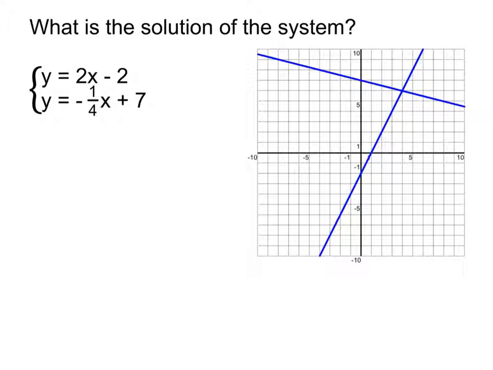And then you draw in your lines. And of course, we look to see where they intersect, right, to find our solution. And so our solution in this case looks like it's going to be up at 4, 6. And so that would be our answer.